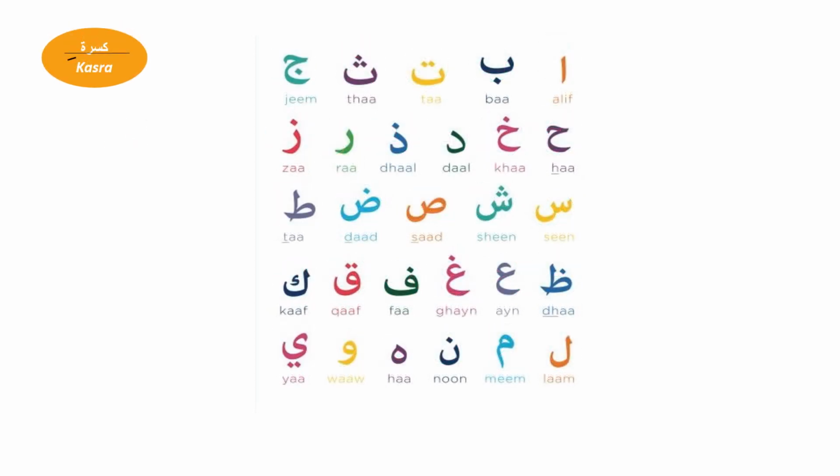The third short vowel, we call it kasra, and kasra we write it below the letter and it sounds E. So again, we write it below the letter and you add the sound E.